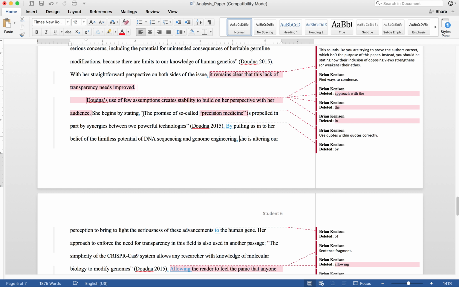Here is an example of a quote first that you would use a comma to introduce. She begins by stating, and so this is not a complete sentence here, but what follows is, and so you use a comma.